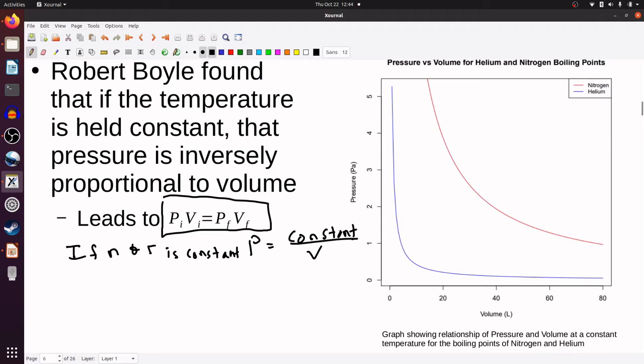This is an example of a pressure versus volume curve. These little lines represent isotherms, iso meaning the same, therm, temperature. And this isotherm for the boiling point of nitrogen is around 77 Kelvin. And then this one is for hydrogen and helium, 4 Kelvin. And you can see that they're inversely proportional based off of the curve as well. So that's kind of why it's there. But yeah, Boyle's law is kind of interesting in that regard.